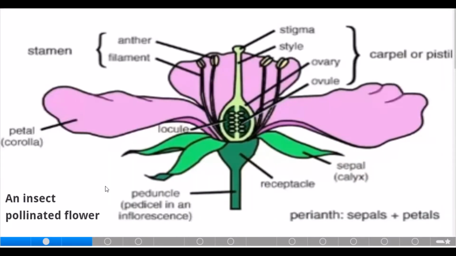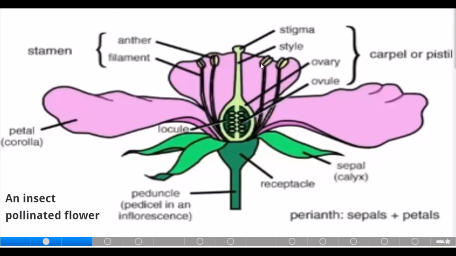This slide is showing us a well-labeled insect pollinated flower, showing us the ovary. We can see the ovary here is located here, and inside the ovary we have the ovules. Here is the style, and at the top here we have the stigma.